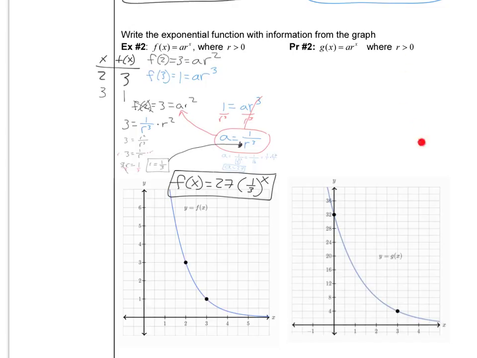Now, on the next one, I want you guys to try it on your own, but this one is actually quite a bit easier because you can start off knowing your a value. Remember, your a value is whatever this graph hits when x is 0. Well, when x is 0, the height is 32, so you actually start off knowing your a value on this one. Just by looking at the graph, it's 32. Your a value is essentially the y-intercept. So you know the a value. Now you just have to find the r, and you can use this point right here, which was when x is 3, y is 4, to solve for it.